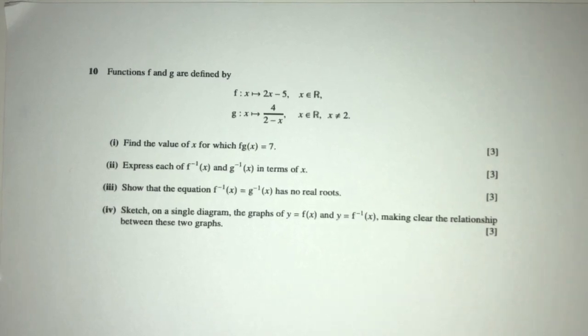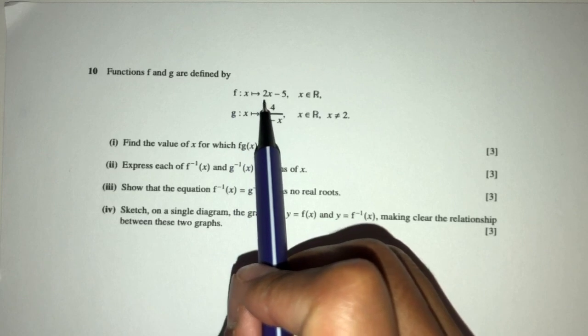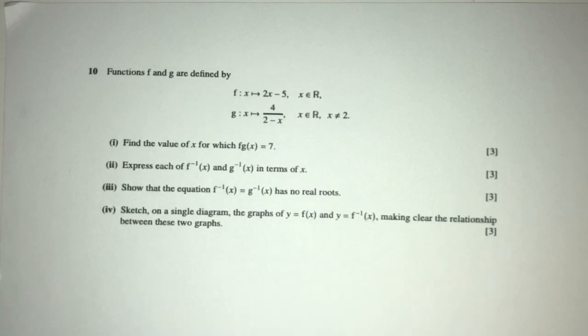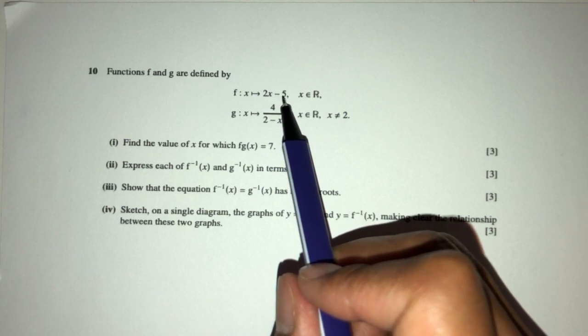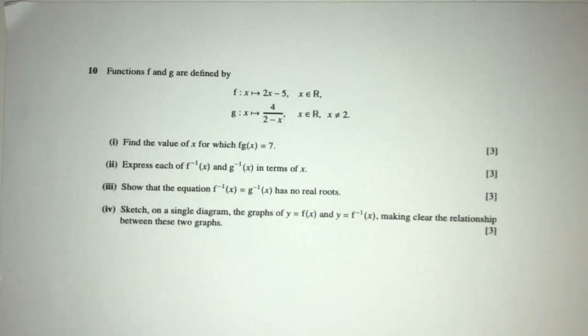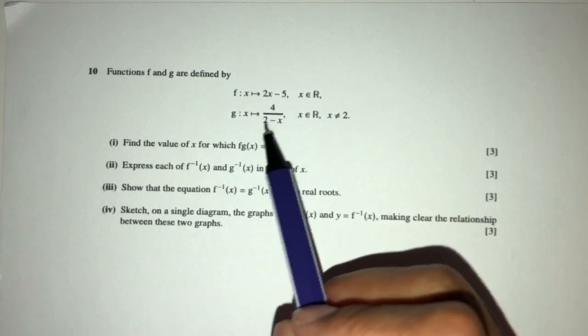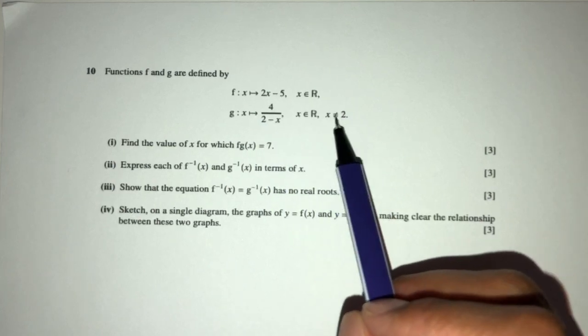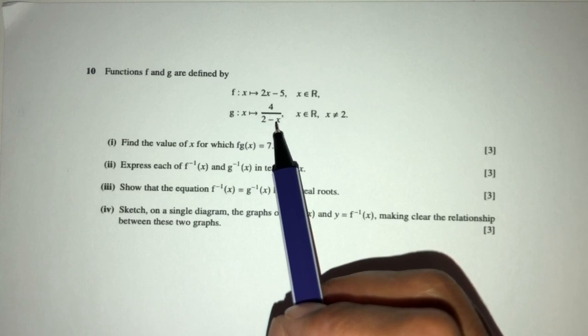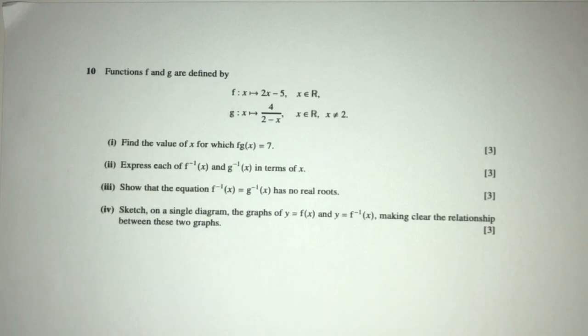So next question, we have functions f and g defined by those two. So first, f of x is equal to 2x minus 5, where x can be any value. Again, you can see here 2x minus 5 is a straight line, right? Pretty easy. Now g of x is 4 over 2 minus x, where x cannot be the value of 2. So obviously if x is 2, you have 2 minus 2 is 0, and we cannot divide by 0. That would not be possible.